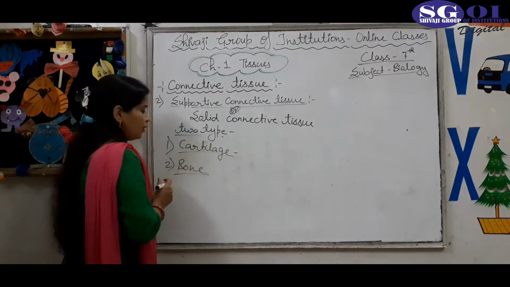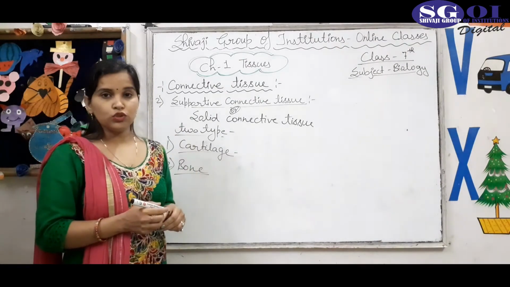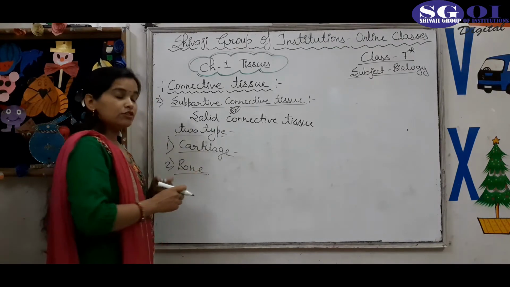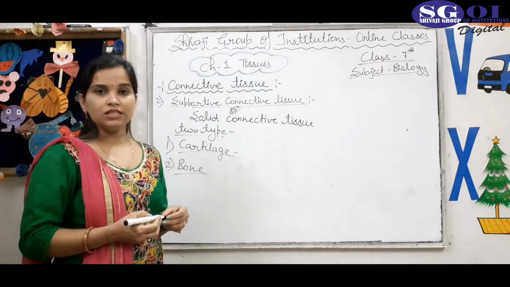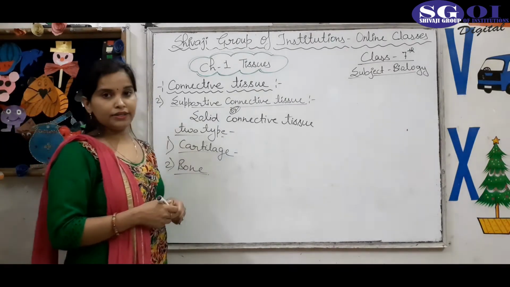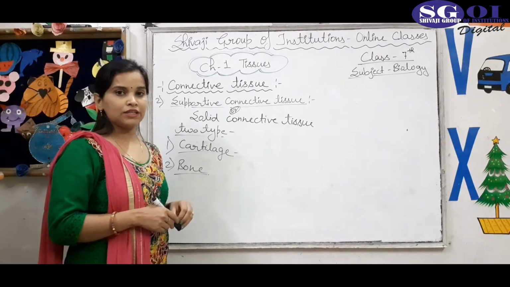Next is the bone. Bone is the hard connective tissue. It is much harder than the cartilage. Actually, it is also composed of the ground tissue, that is matrix, but the matrix which is present in the bone is harder. So it is the hard connective tissue, bone.